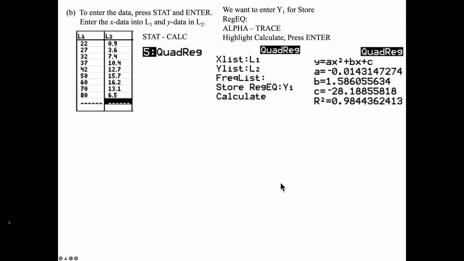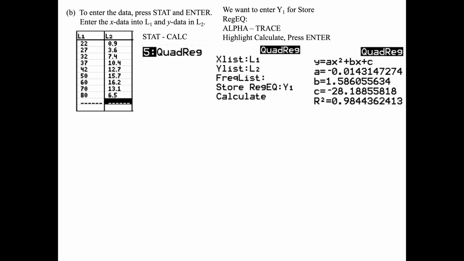So here's my quadratic function, ax squared plus bx plus c. A is negative, that's a good sign, negative 0.0143, and a bunch of numbers. B is 1.58, that's going to be multiplied to the x, and the c is negative 28.188, that's your constant value. Here is your r squared.